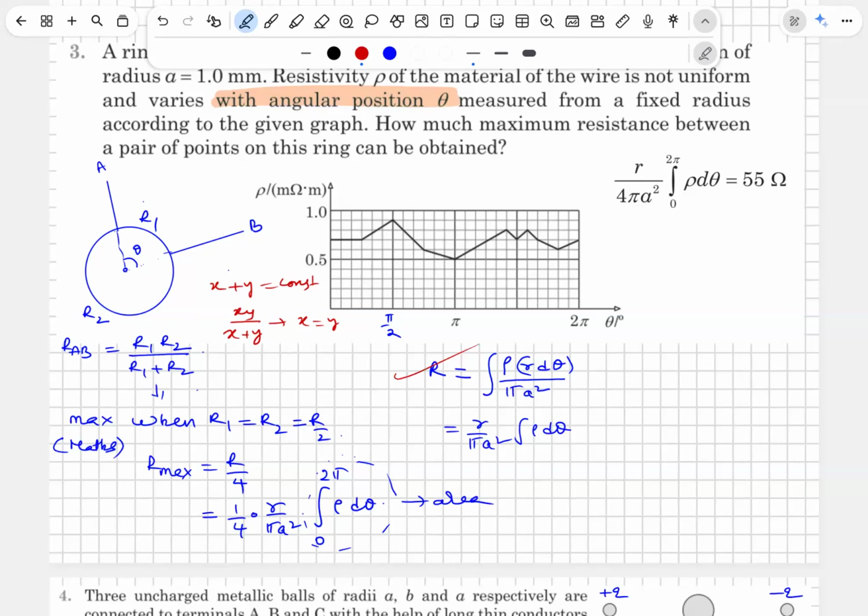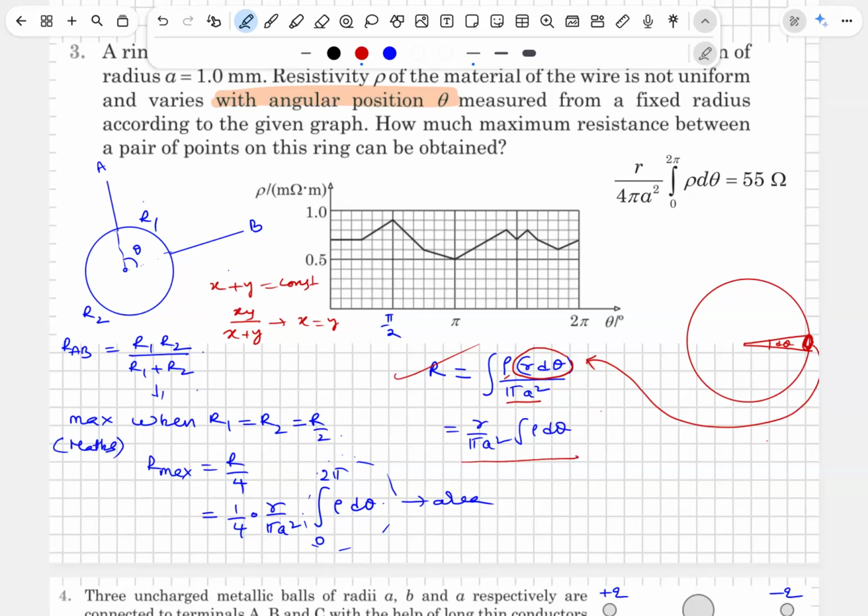So what is R basically? Resistance of some small portion is rho r d theta by pi a squared. Why? This is circular. d theta, this portion you are speaking about. In this, r is constant, pi a squared is constant. I've written this.